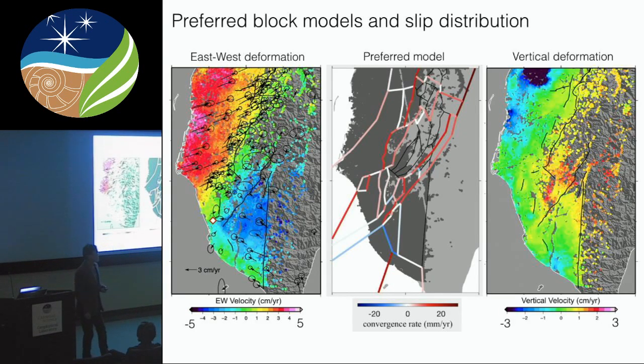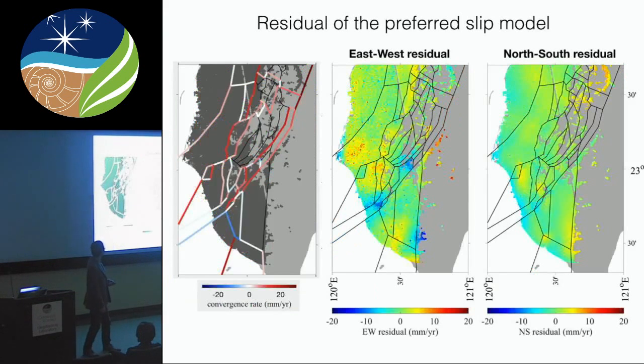However, if you look at the vertical, and again, we did not use vertical in our model, you can see the majority of the uplift comes from here. There isn't too much going on here, even though you have a lot of horizontal motion here or here, but you don't really see vertical. And this is the misfit. We can see some misfits here. That may be because the block geometry we came up with is not good enough to explain the data.